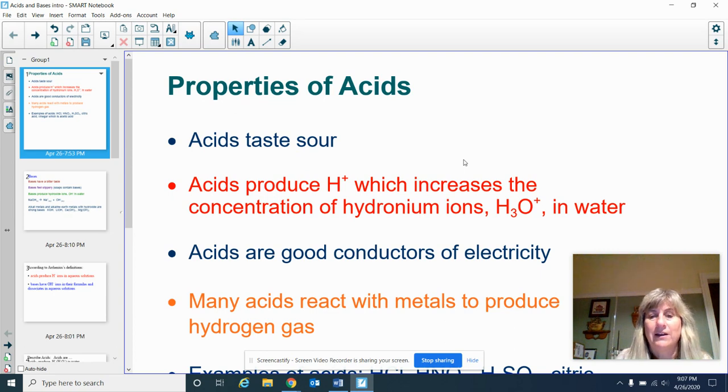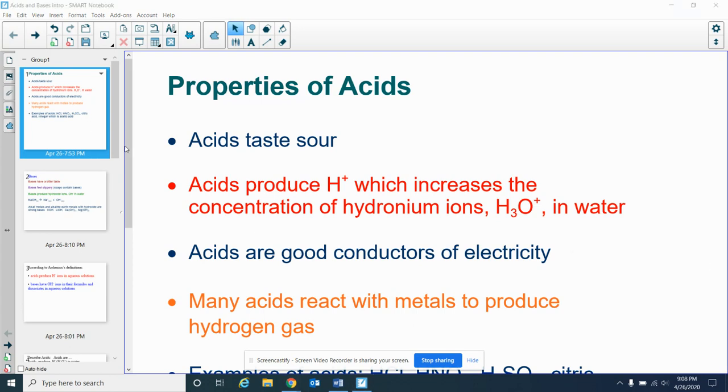They produce hydrogen ions, which are called hydronium ions when they're in water, and they have to be in water. So H3O plus is called hydronium ion, H plus hydrogen ion. They're the same thing as far as we're concerned because the hydrogen ion only exists in water. So acids will be in water producing these hydrogen or hydronium ions, H3O plus. And because they're producing ions, acids are good conductors of electricity. Also, acids will react with metals to produce hydrogen gas.